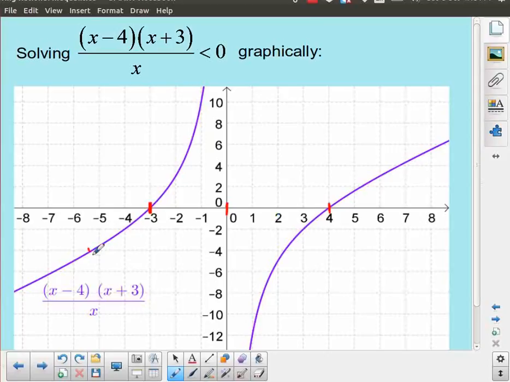This is below the x-axis. This is below 0, so that gets a check. That one gets an X because it's above the x-axis. This is below the x-axis, gets a check. This one's above the x-axis and does not, gets an X. So it means the exact same thing.